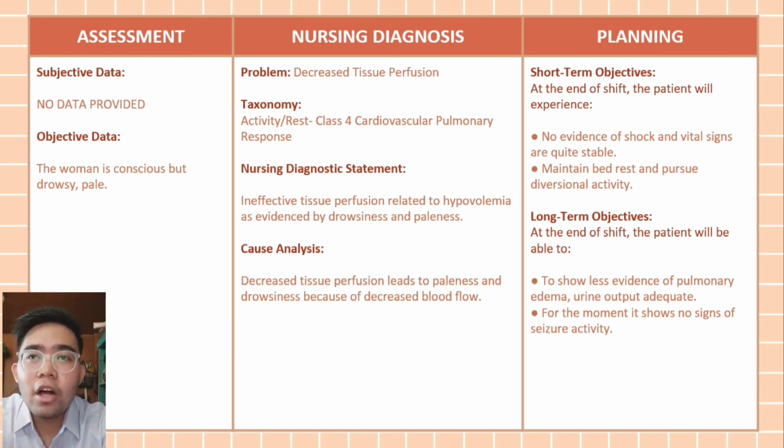Next is the planning column. The short-term objectives are that at the end of the shift, the patient will experience first, no evidence of shock and vital signs are quite stable. Second, maintain bed rest and pursue diversional activity. The long-term objectives are that at the end of the shift, the patient will be able to show less evidence of pulmonary edema and urine output is adequate. Lastly, for the moment, it shows no sign of seizure activity.